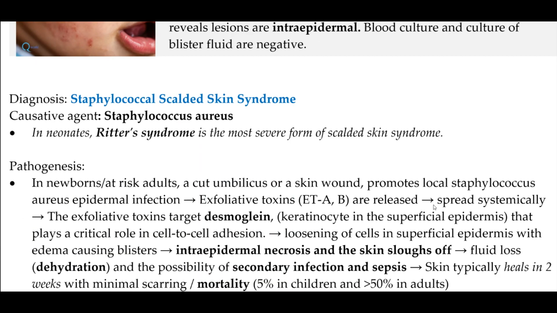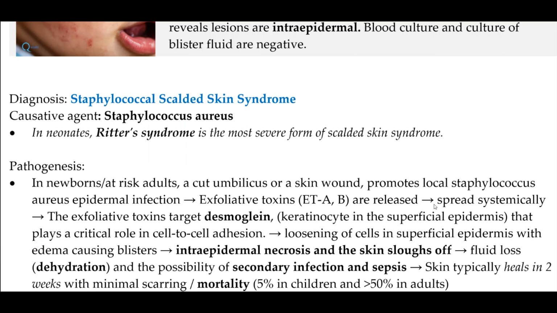Now, what is the pathogenesis? In newborns or in at-risk adults, a cut in the umbilicus or a skin wound promotes local Staphylococcus aureus epidermal infection. As we know, Staphylococcus aureus is a skin flora, so any wound or any cut may introduce this and promote local colonization and infection.